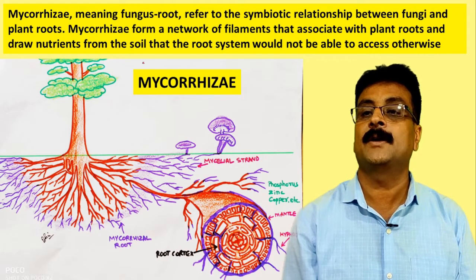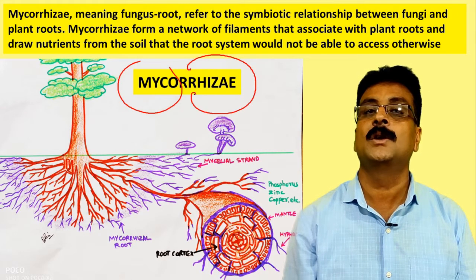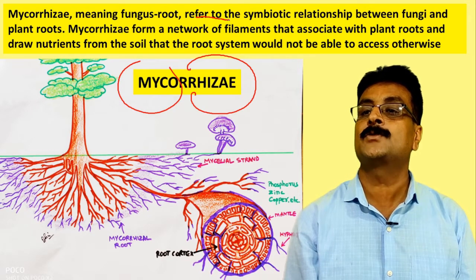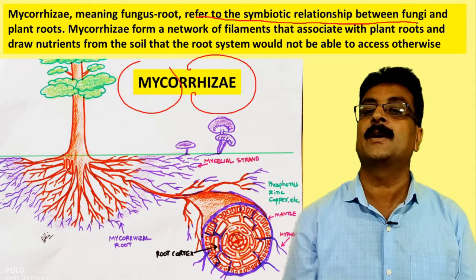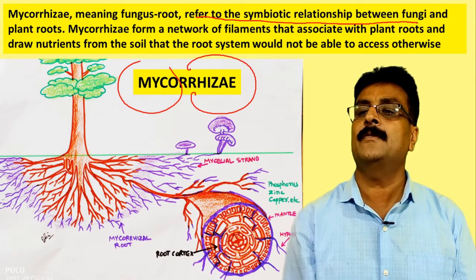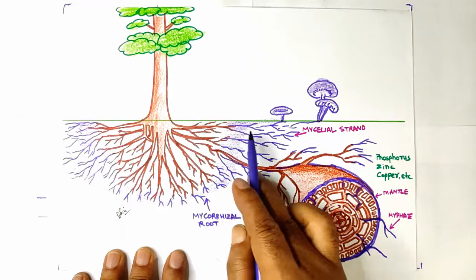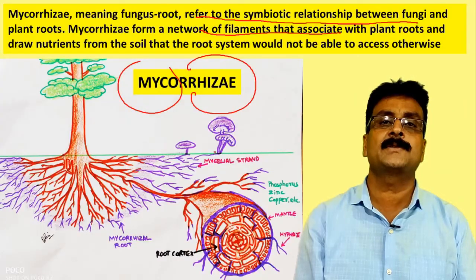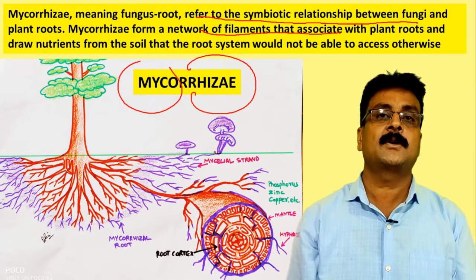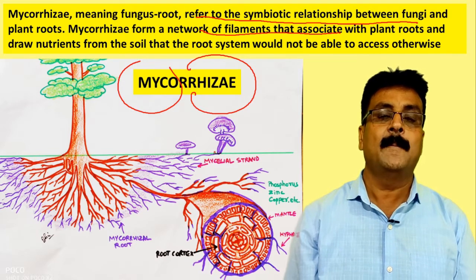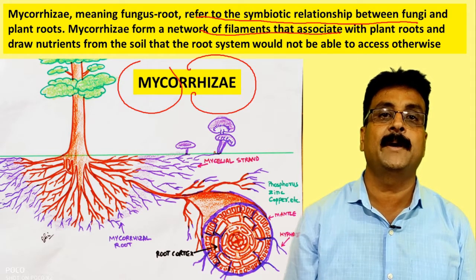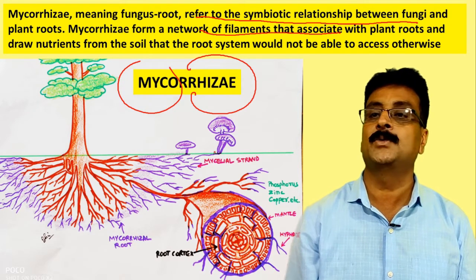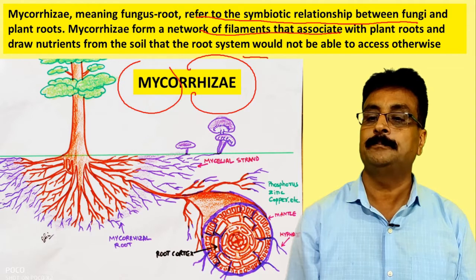Myco, we can see, is fungus, and rhiza means root. So it is a fungal root. Fungus root refers to the symbiotic relationship between fungus and root. Mycorrhiza has a network of filaments associated with the trees, because a forest is an extensive area and we are not able to give fertilizer. Only in plantations can we do that, but in natural forests and other forests, we depend on our best friend, that is called mycorrhiza. Let's understand about the mycorrhiza.